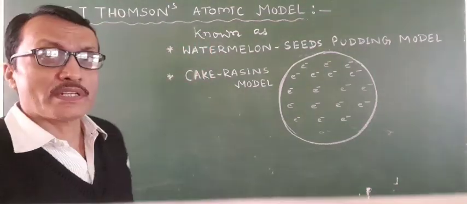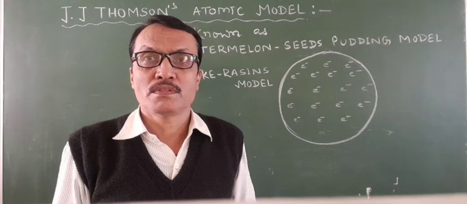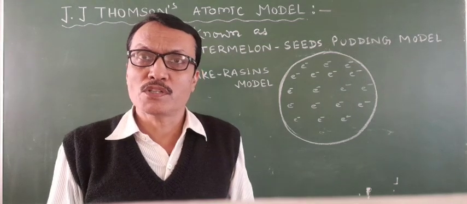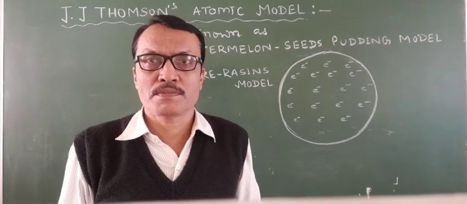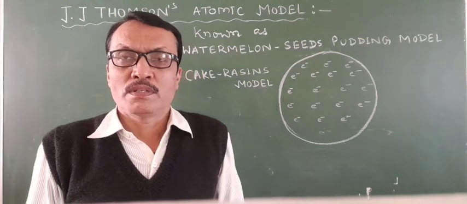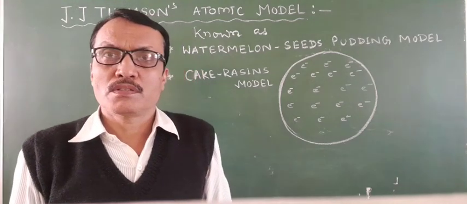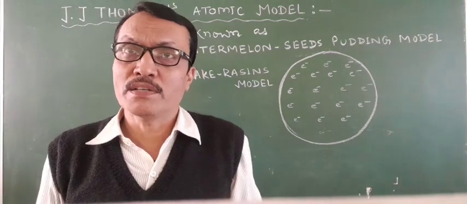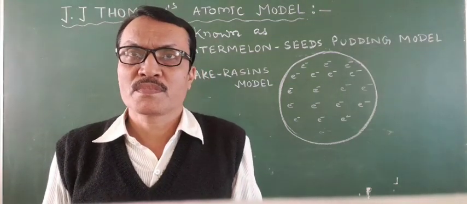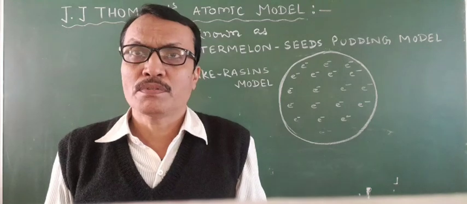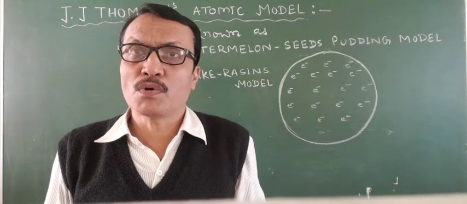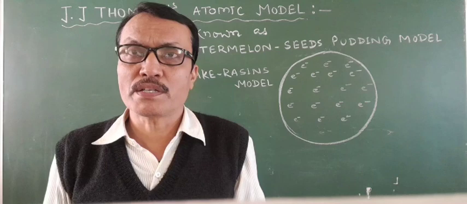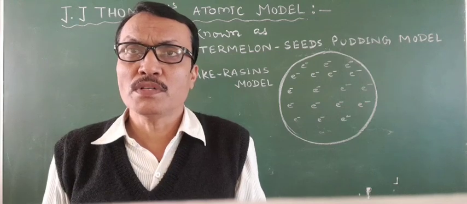J.J. Thomson's atomic model. Students, in the last two videos we learned that an atom is made of still smaller charged particles, electron and proton.